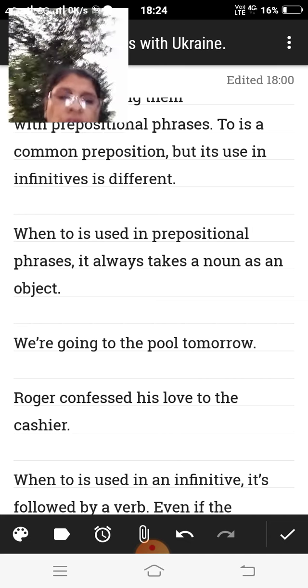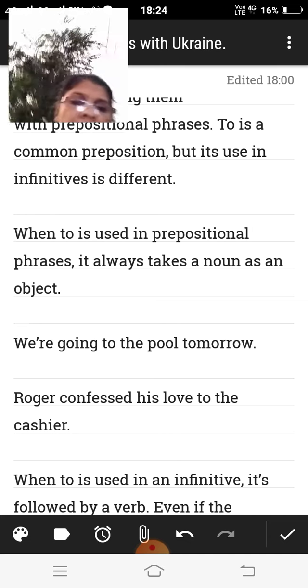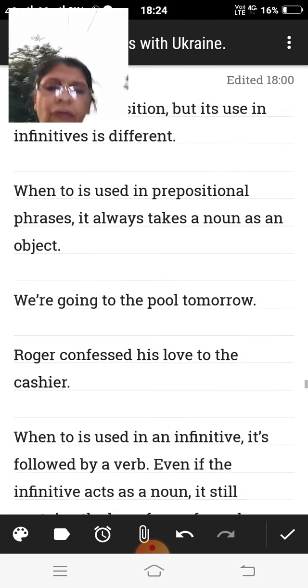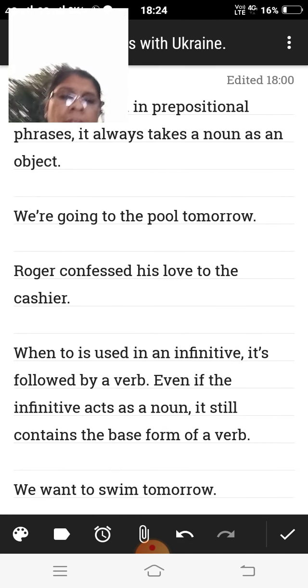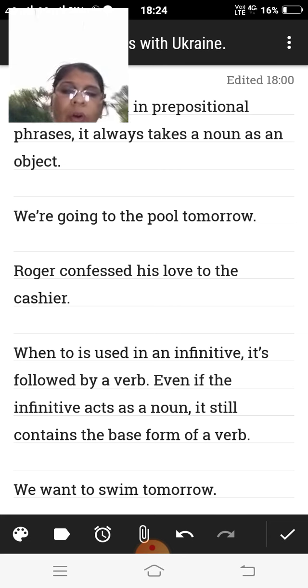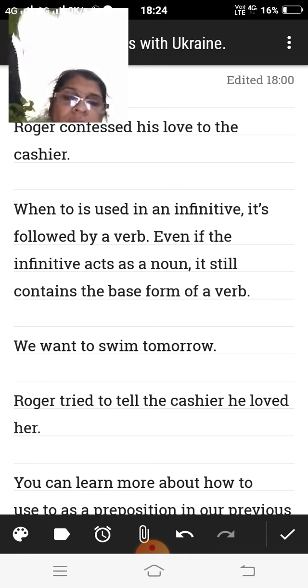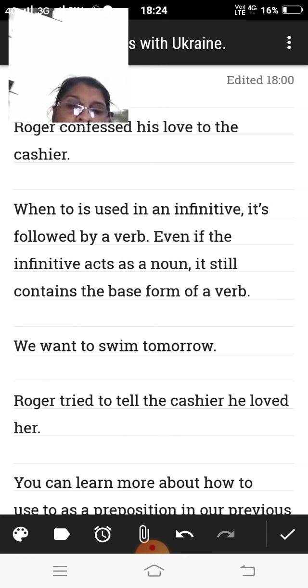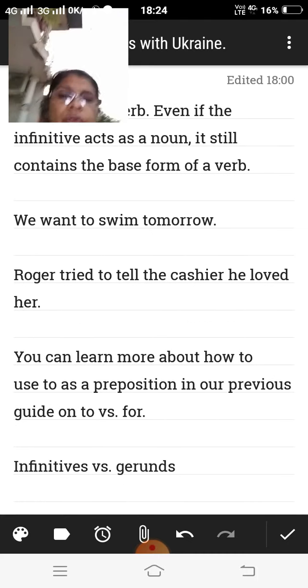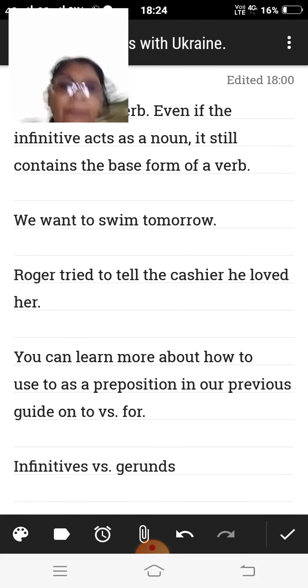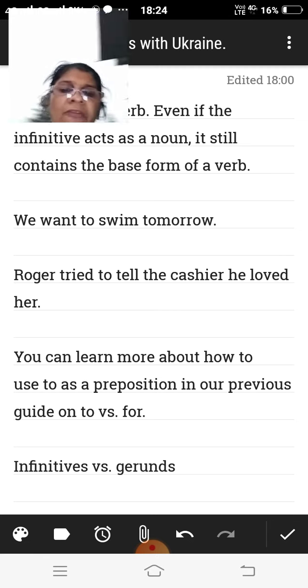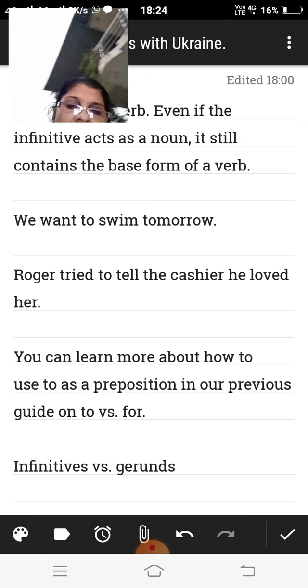When to is used in an infinitive, it's followed by a verb. Even if the infinitive acts as a noun, it still contains the base form of a verb. We want to swim tomorrow. Roger tried to tell the cashier he loved her. You can learn more about how to use to as a preposition in our previous guide on to versus for.